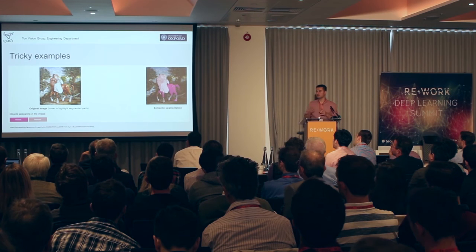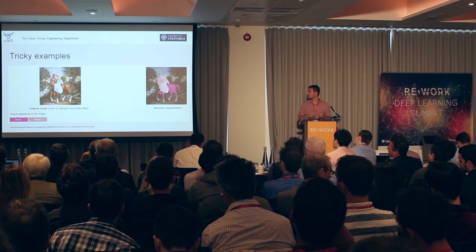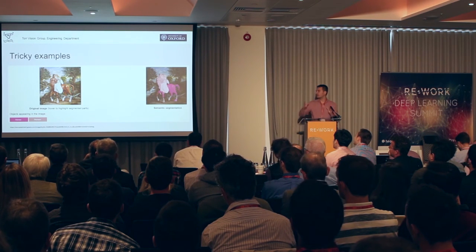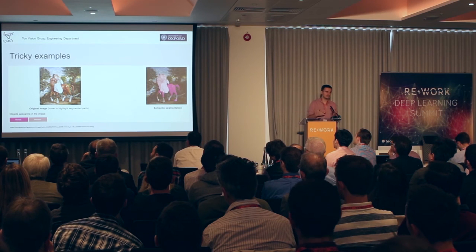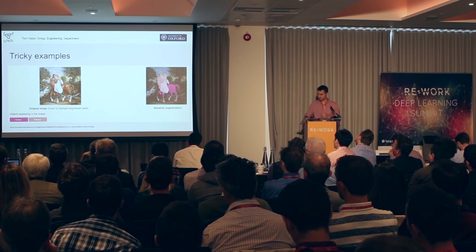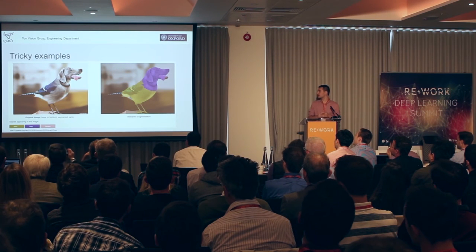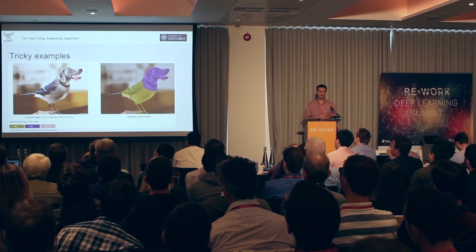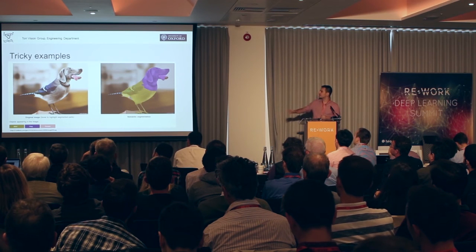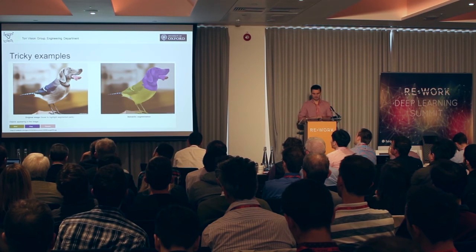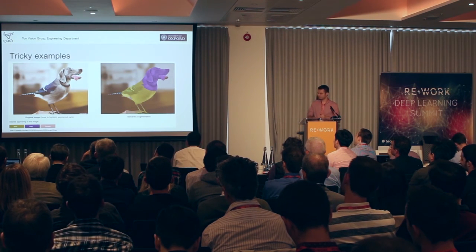Then there are also other tricky examples. For example, in this case we have a painting, and still we see that the network is able to do decently well. And this is another tricky example, where it's a mixture between bird and dog and something else, and the network is able to do quite a decent job.